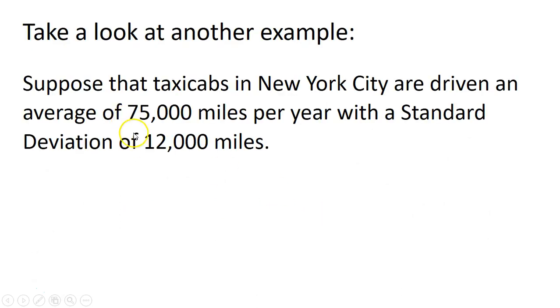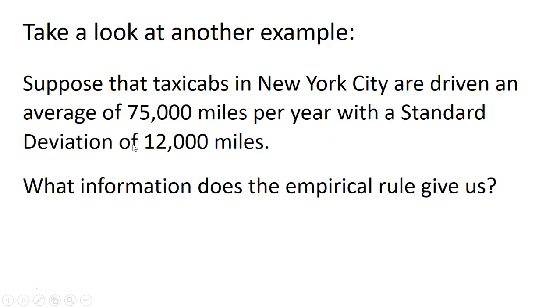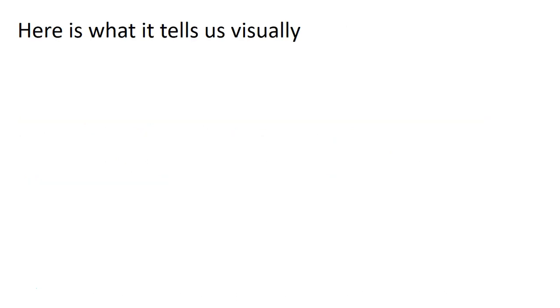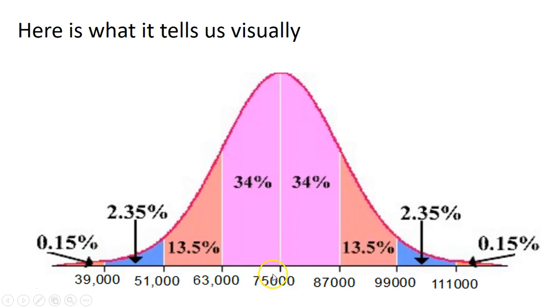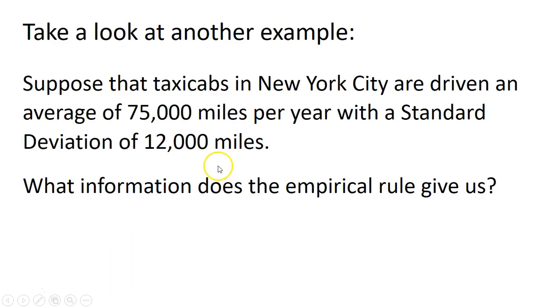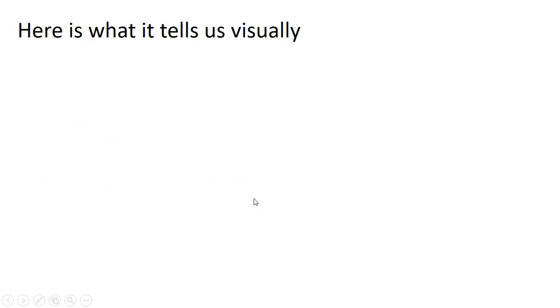So again, if I take a look at another example, it says, suppose that taxi cabs in New York City are driven an average of 75,000 miles per year with a standard deviation of 12,000 miles. What information does the empirical rule give us? Well, let's look at it visually. There's 75,000, then 12,000 up, 12,000 up, 12,000 up, or 12,000 down, 12,000 down, 12,000 down.